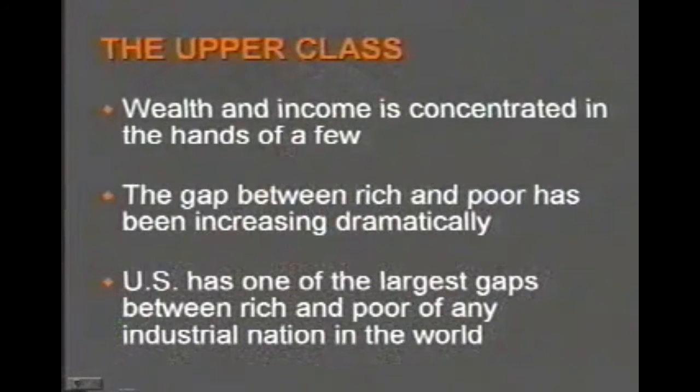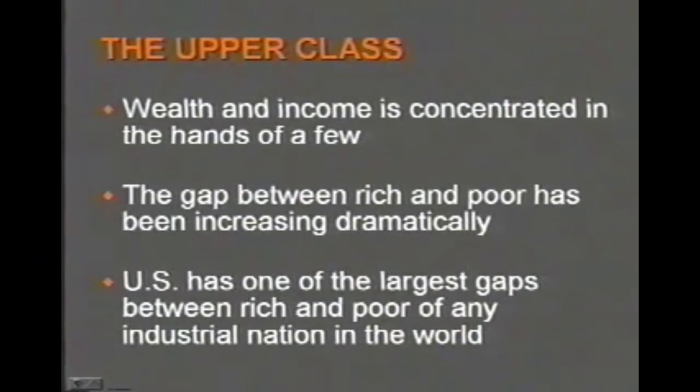So the first group I'm going to be talking about here is actually the upper class, the group of people that's not even on that chart. They're like the ones that are 6 stories up. And there are 3 points I'm going to be making about the upper class. One, that wealth and income is concentrated in the hands of the few, and you'll be seeing a number of charts and statistics to back that up. Second, that this gap between the rich and poor has been increasing dramatically. In other words, the rich are getting richer. And third, the U.S. has one of the largest gaps between the rich and the poor of any industrialized nation in the world.